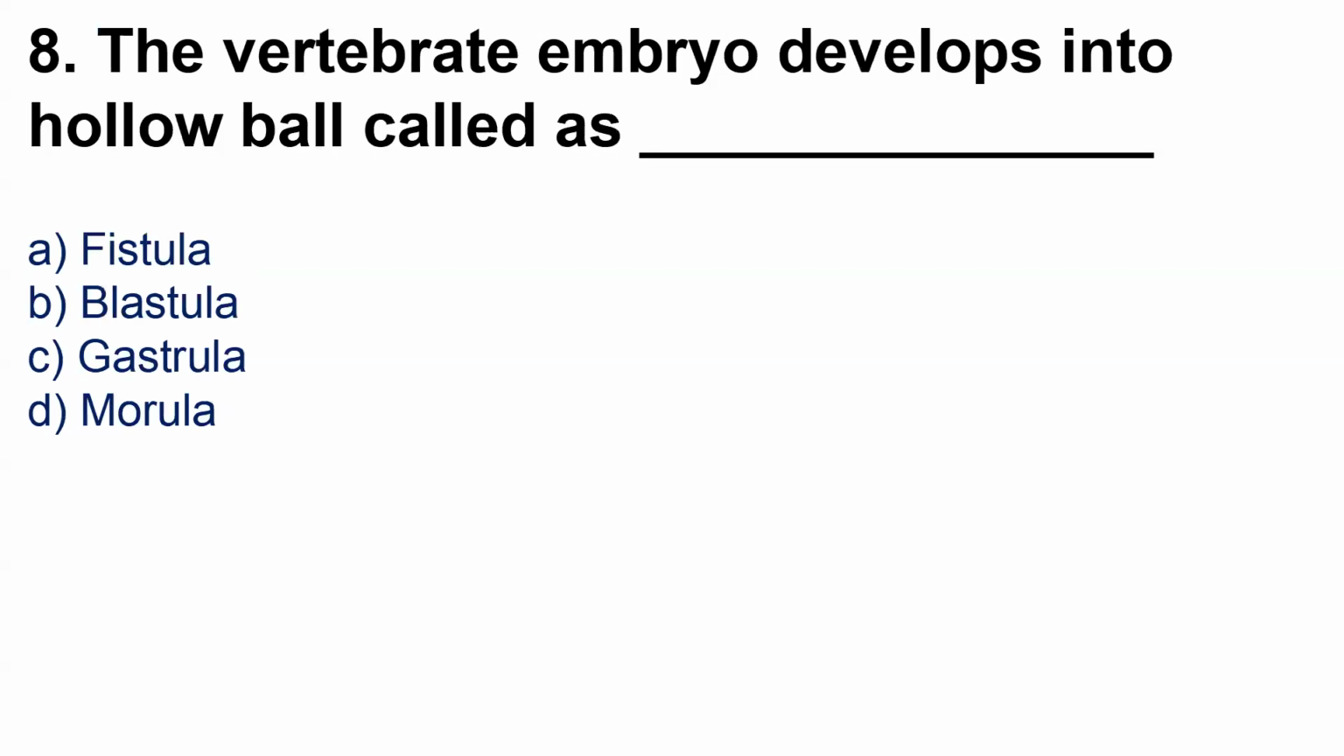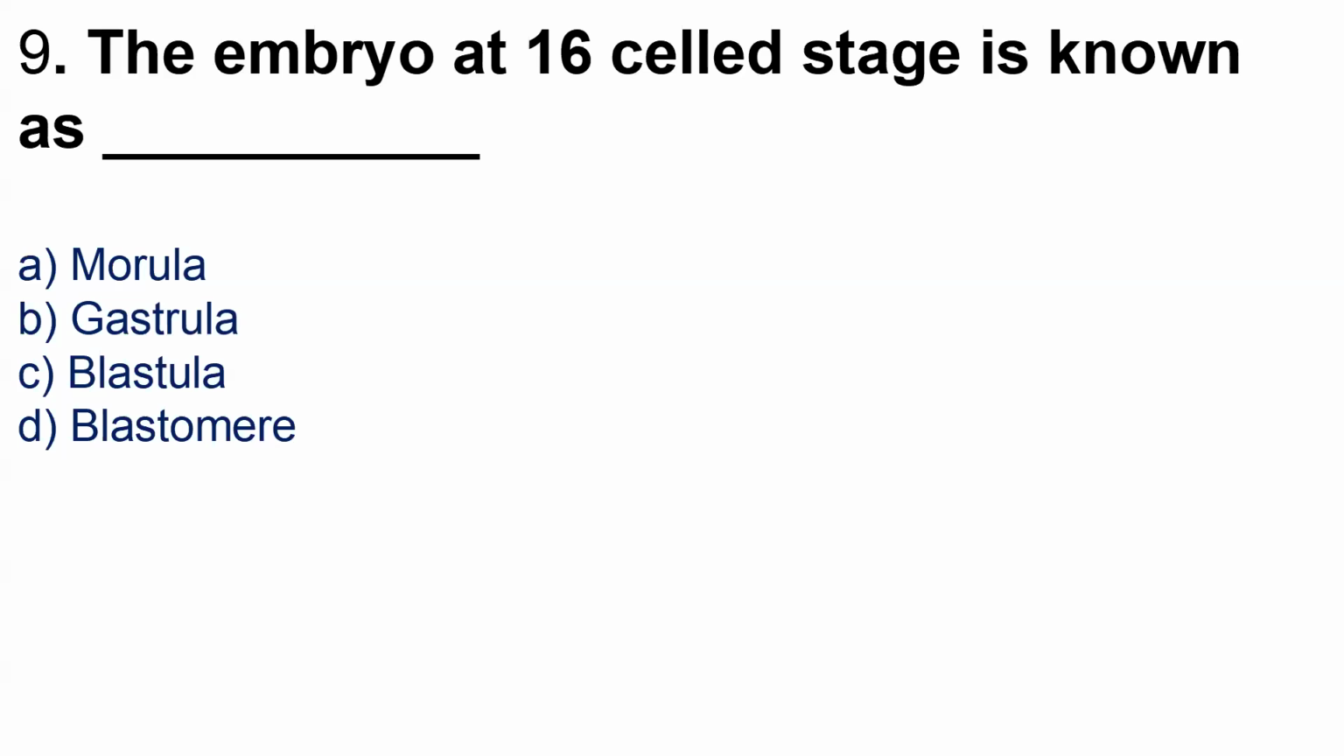Question 8. The vertebrate embryo developed into a hollow ball called: A. Fistula, B. Blastula, C. Gastrula, D. Morula. The answer is B. Blastula.